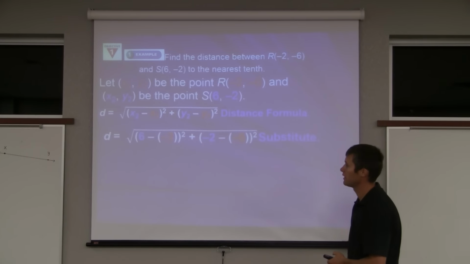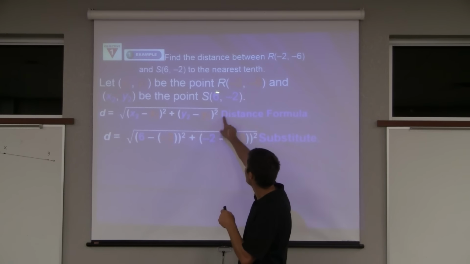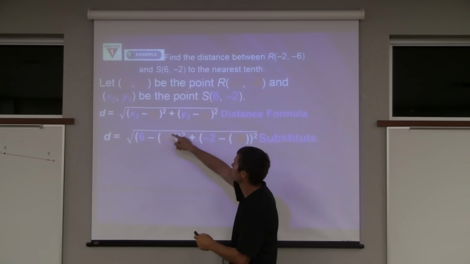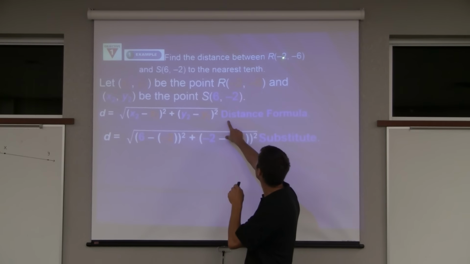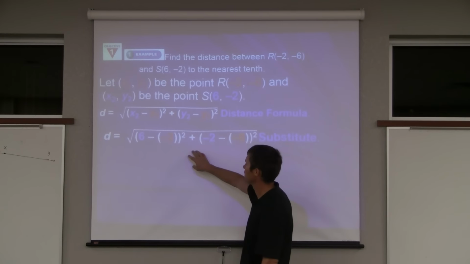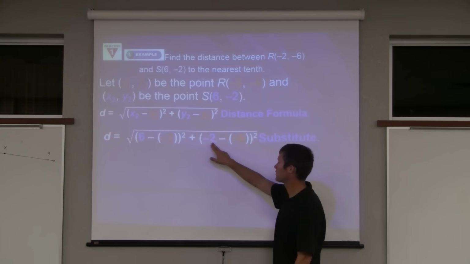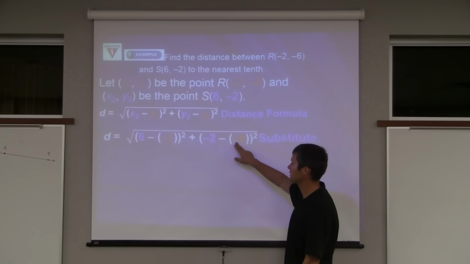So we come through here. So 6 minus -2. Actually, I should do it right here. 6 and -2. Subtracting your x values, then we're subtracting my y values. So 6 minus -2, that'd be 8. -2 minus a -6.